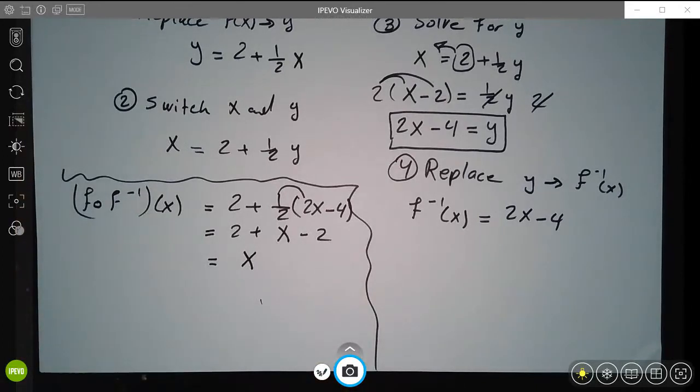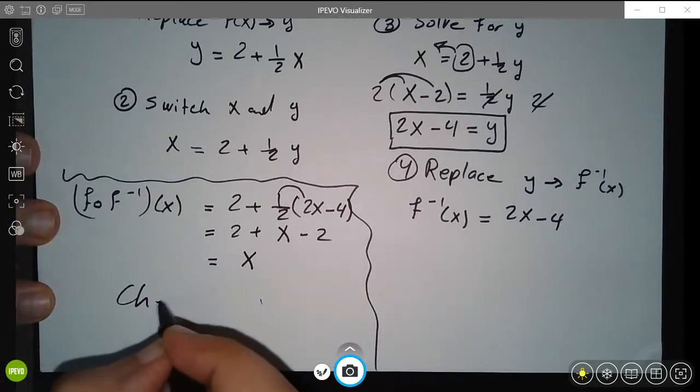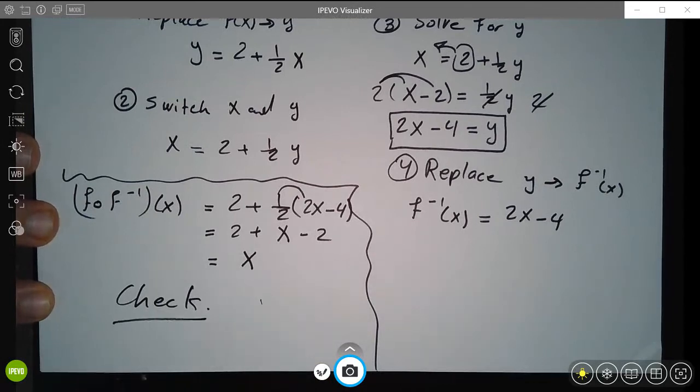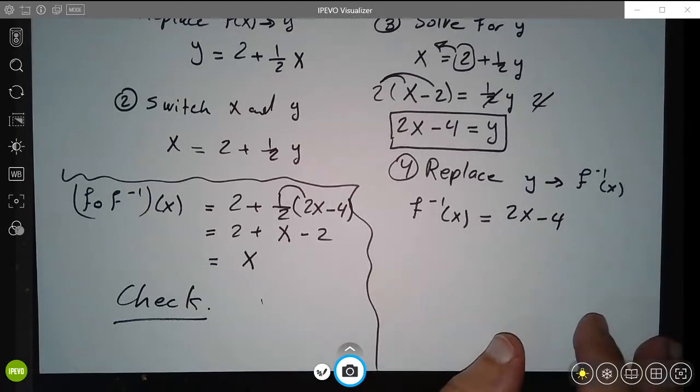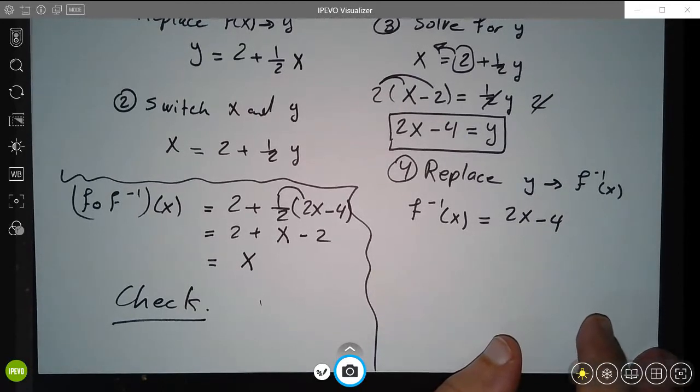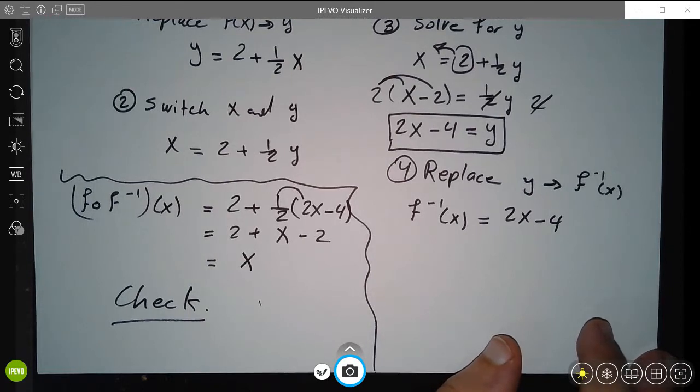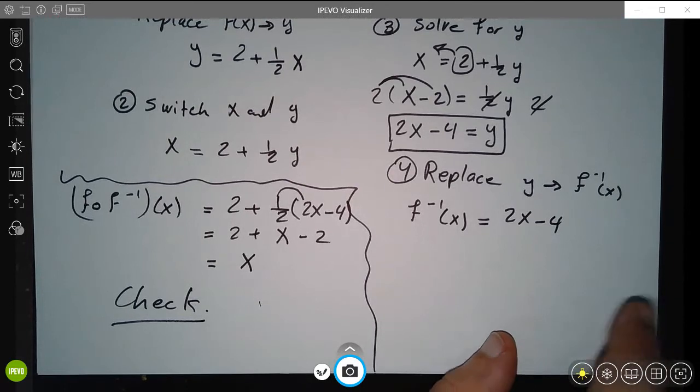We're good. So this is a way to check. Now, I won't ask you to do this on the test, but this is just for you if you want to check your work, or if you aren't sure you got it right or wrong. Okay? Any questions? There you go. Let's do another example.